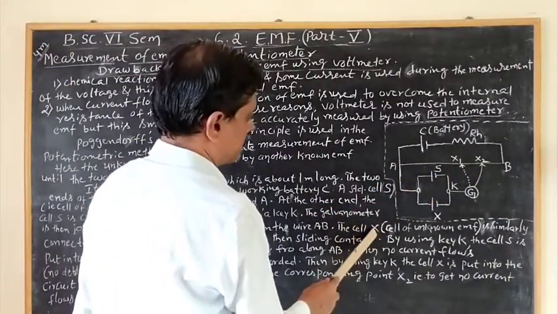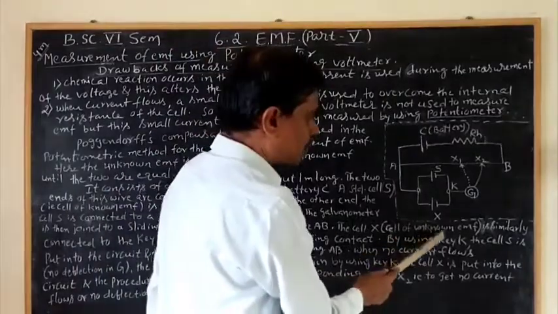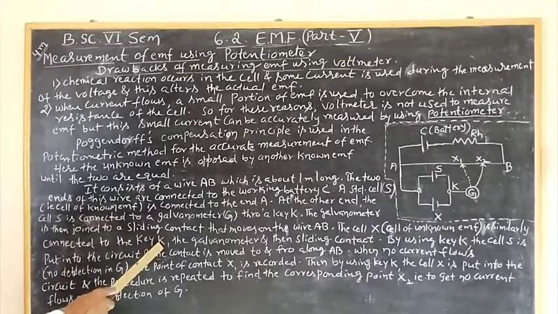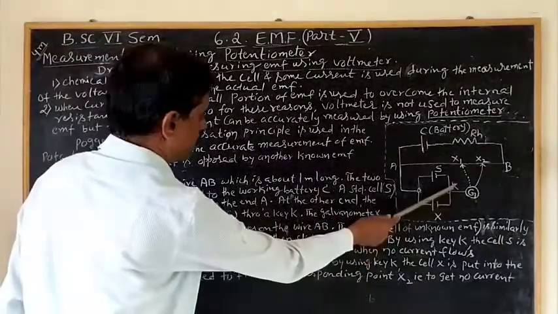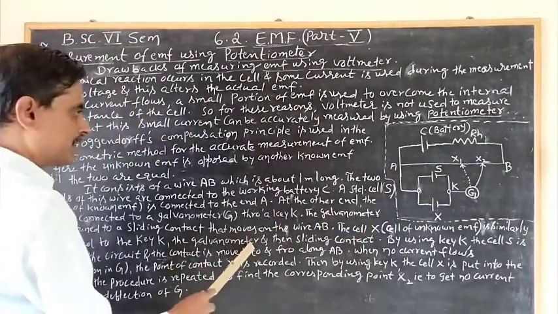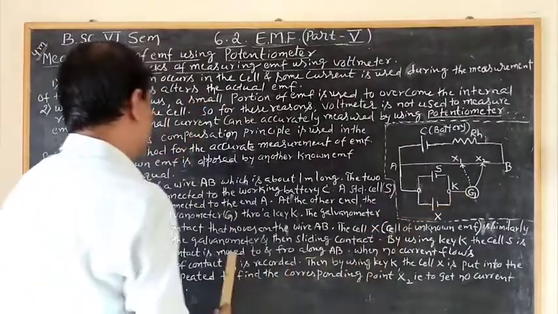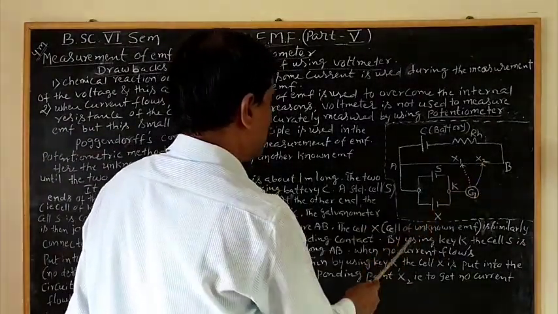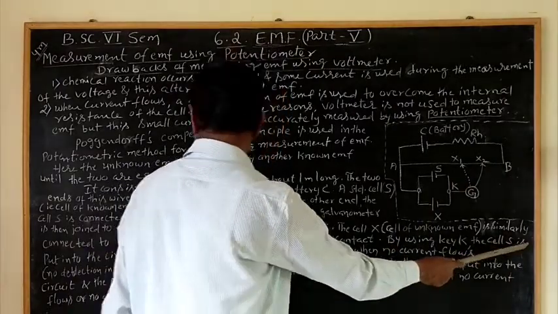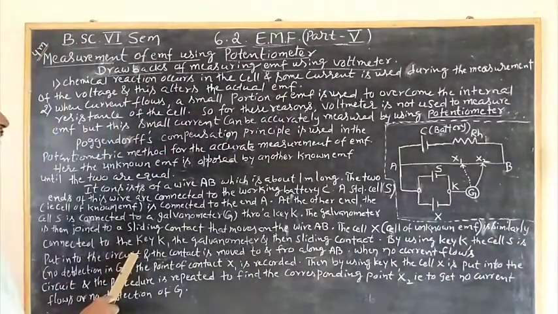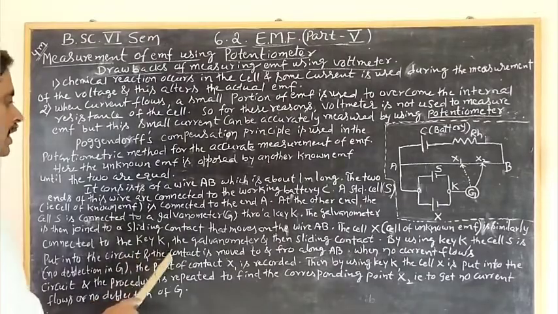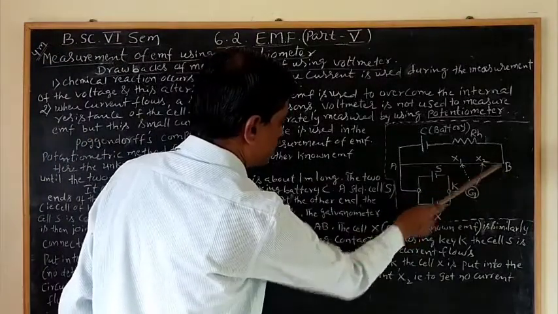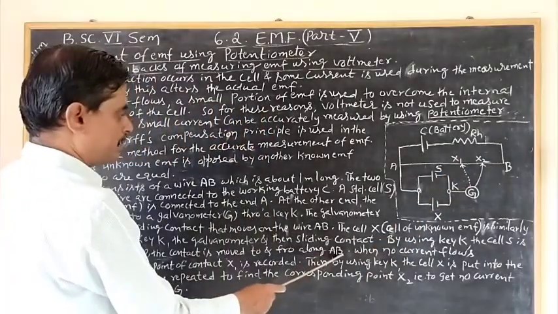The cell X, means the cell of unknown EMF, is similarly connected to the key K. The galvanometer is next, and then the sliding contact. This is also connected to the sliding contact. By using key K, the cell S is put into the circuit first, and the sliding contact is moved to and fro along AB.